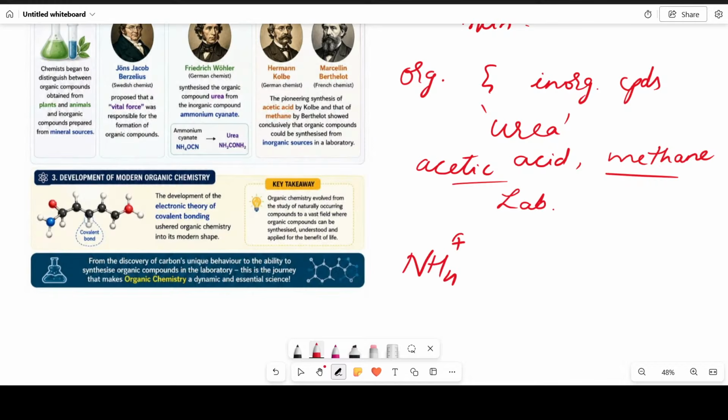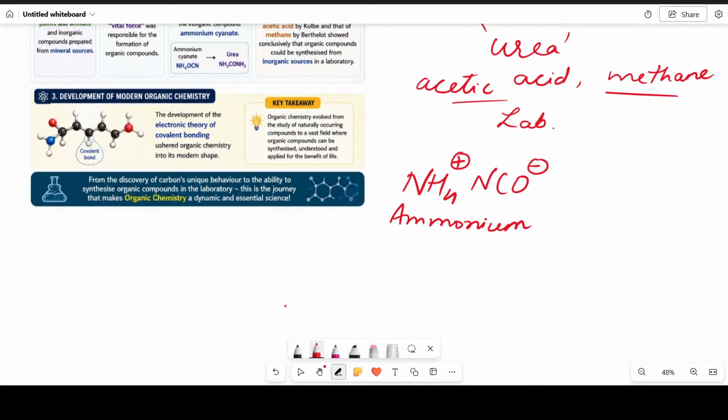NH4+ NCO−. This is nothing but ammonium cyanate.